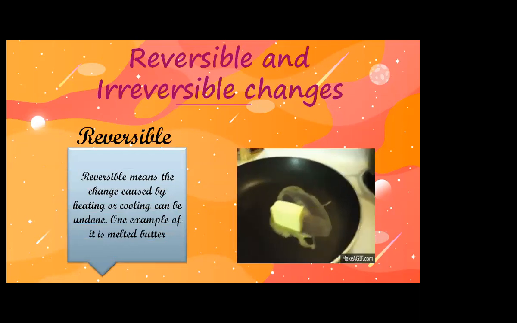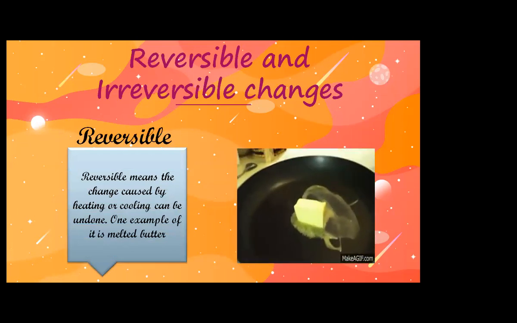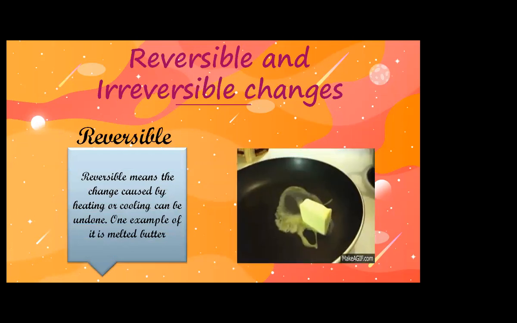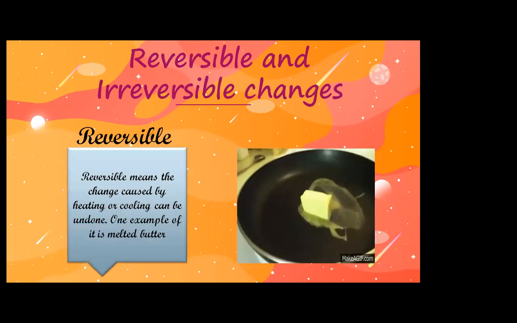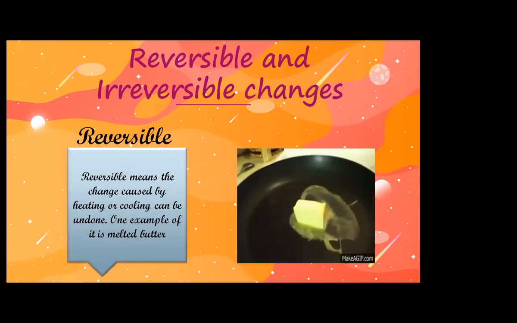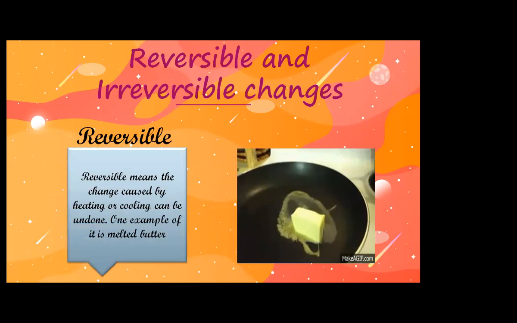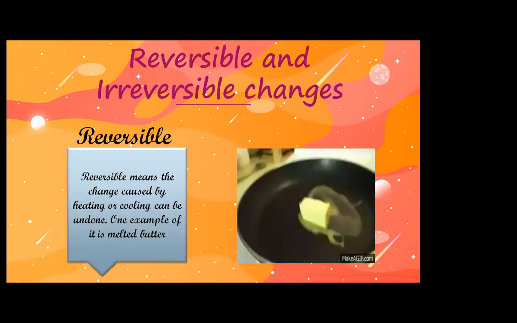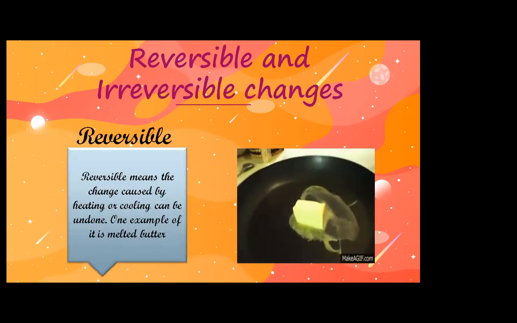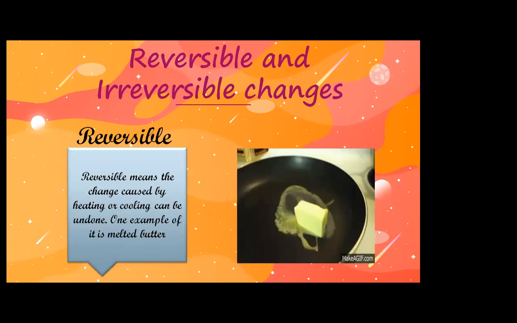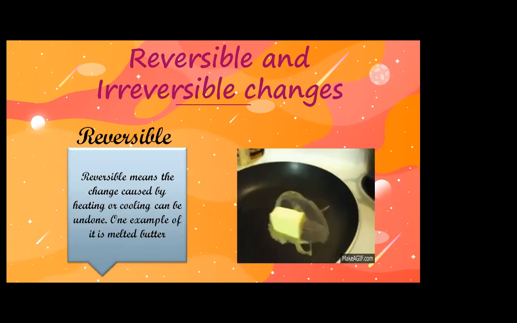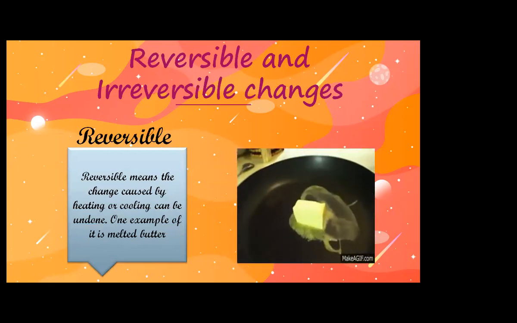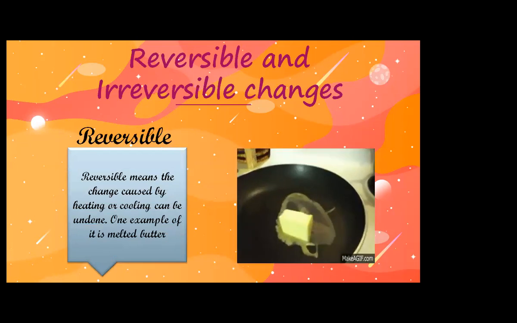On your screens, you may see what are reversible changes. Reversible means the change caused by heating or cooling can be undone. Once the thing is changed, it may change back into its previous state if you give it a certain temperature. One example of it is melted butter.